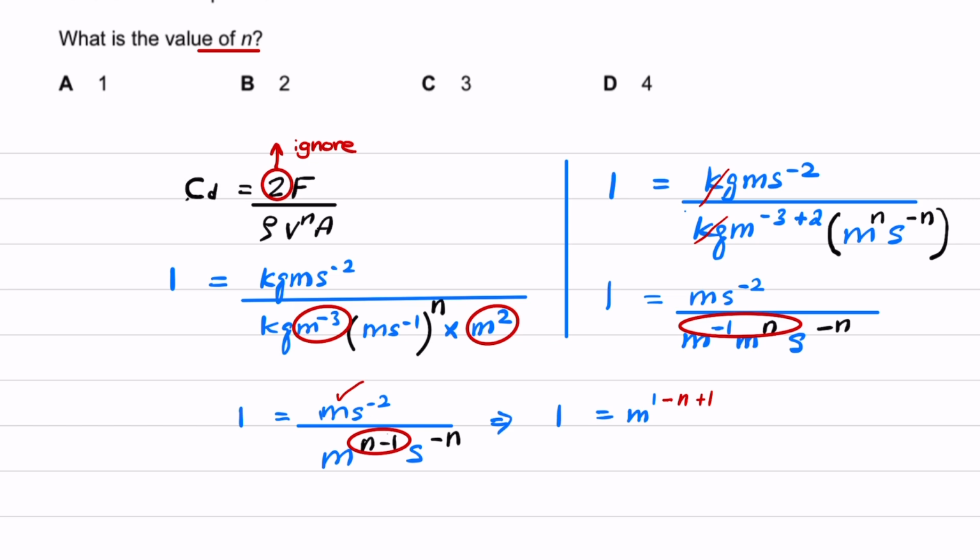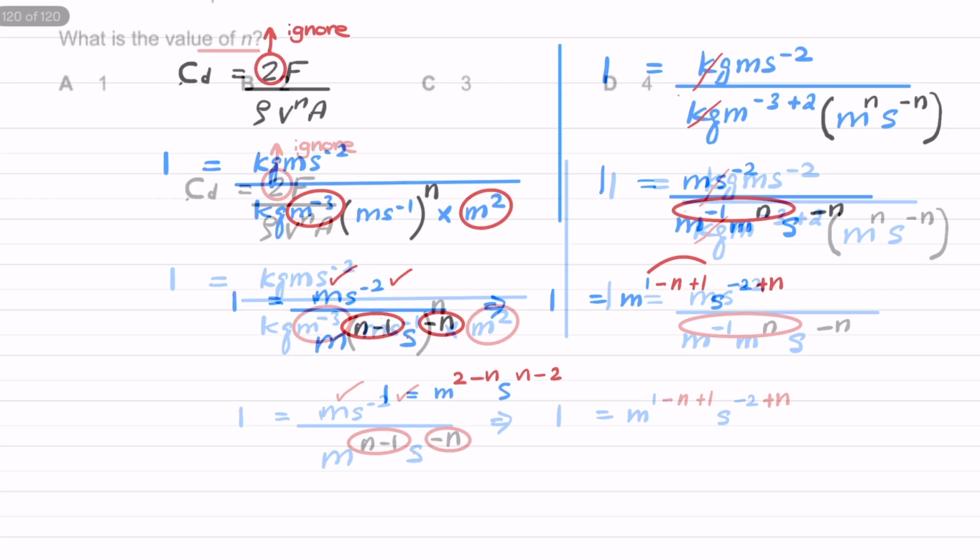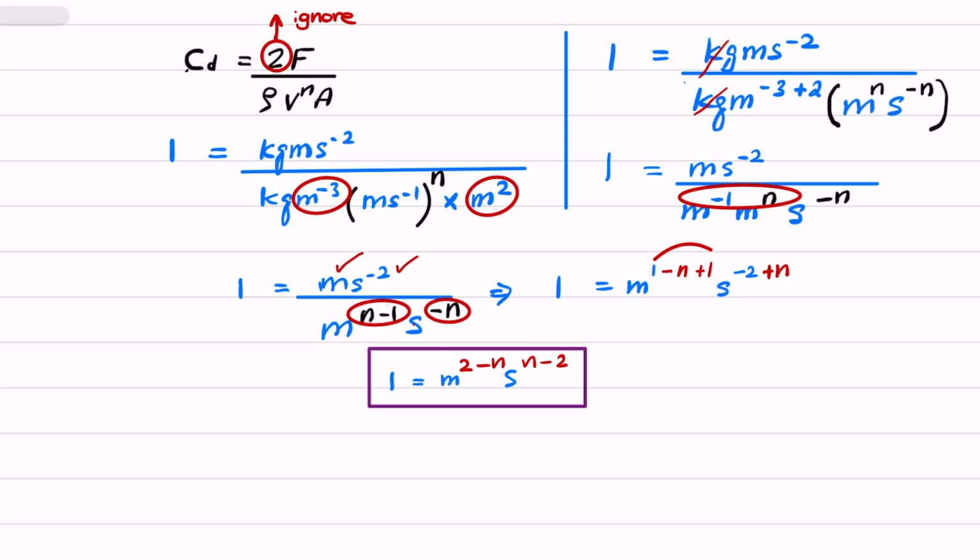Now let's take the s up also. So simply it will become minus 2, and this will become plus 1. So it will become minus 2 plus n. Okay. Now, what next? So the m will obviously become 2 minus n, and s will become n minus 2. Okay, what next? The last step now.